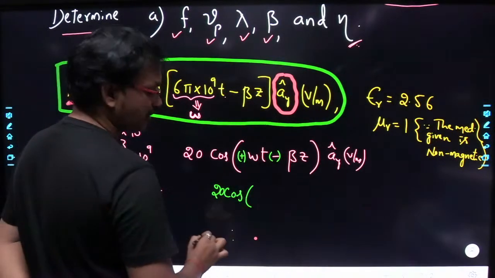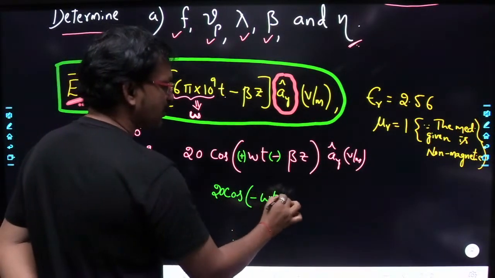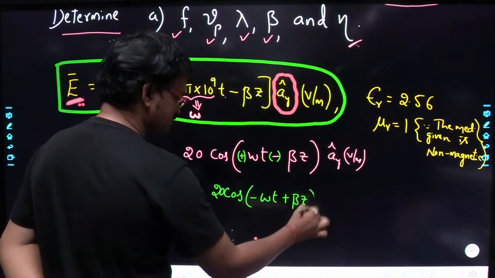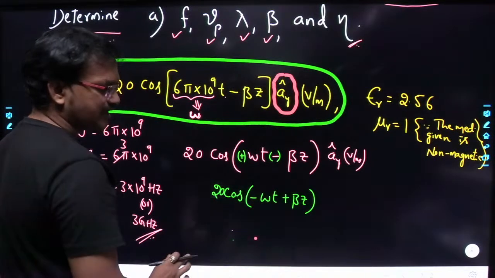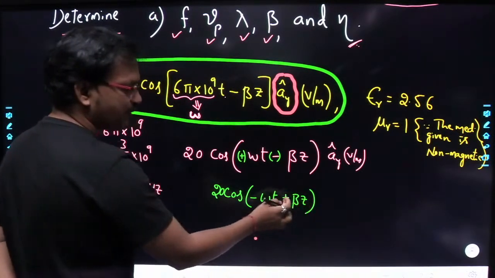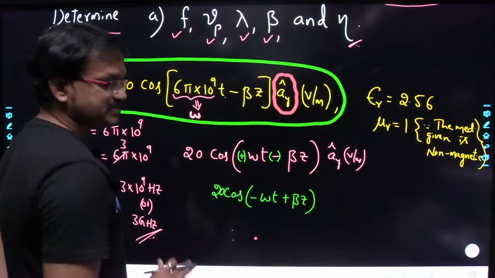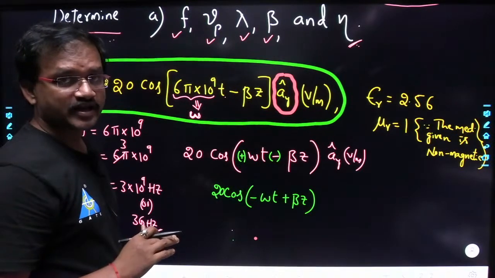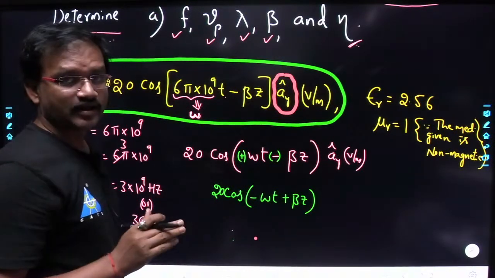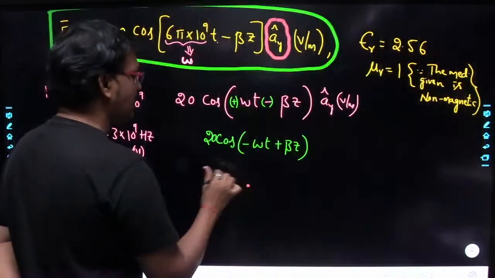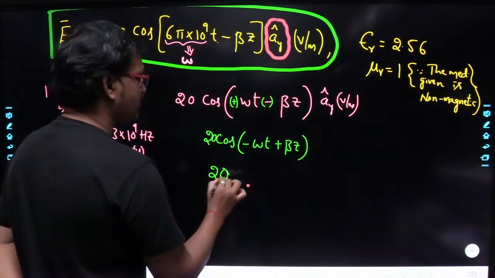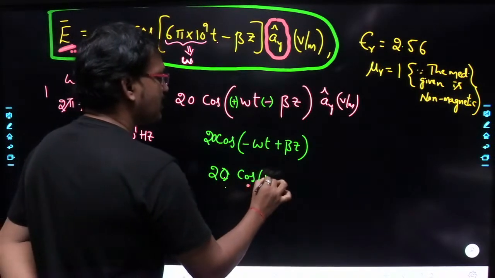So in the same problem, suppose they have given 20 into cos of minus omega t plus beta z. Suppose they have given like this here. So here also the polarity before omega t is minus and the polarity before beta z is plus. So you can simply say this wave is propagating in which direction? It is propagating in positive z direction.